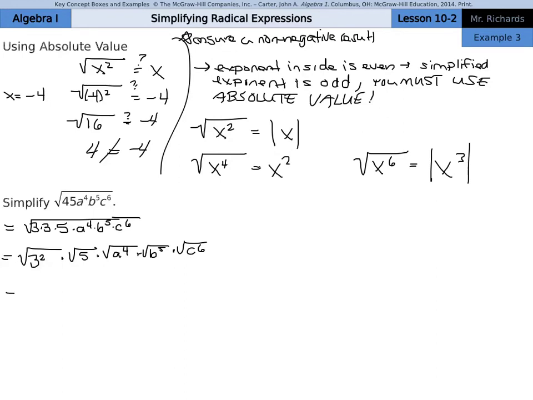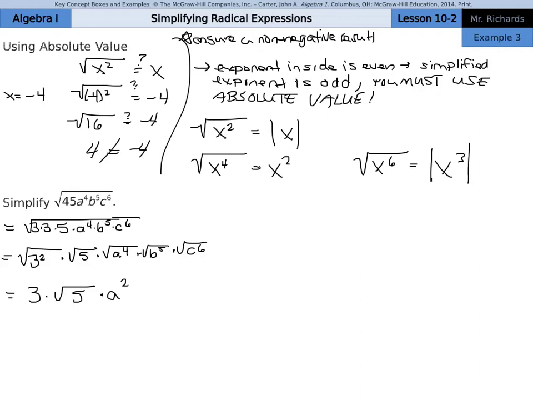Square root of 3 squared now is 3. We cannot simplify the square root of 5 anymore. That's the square root of 5. Now, the square root of a to the fourth is a squared. And we went from an even on the inside to an even on the outside, so we do not need to use absolute value.